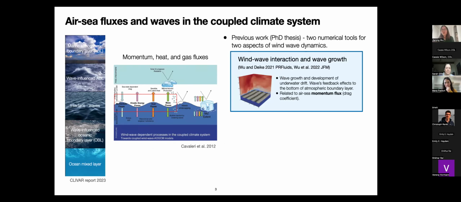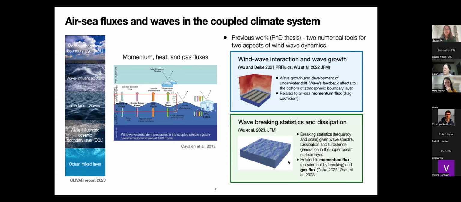In my PhD work, I did two configurations for two aspects of wind wave dynamics. One is a fully coupled two-phase simulation with a turbulent atmospheric boundary layer and evolving and traveling waves, looking at wave growth and the feedback to the atmospheric boundary layer. There's also work actively being done as a follow-up to get the momentum flux, so the drag coefficient, from these kinds of high fidelity simulations.